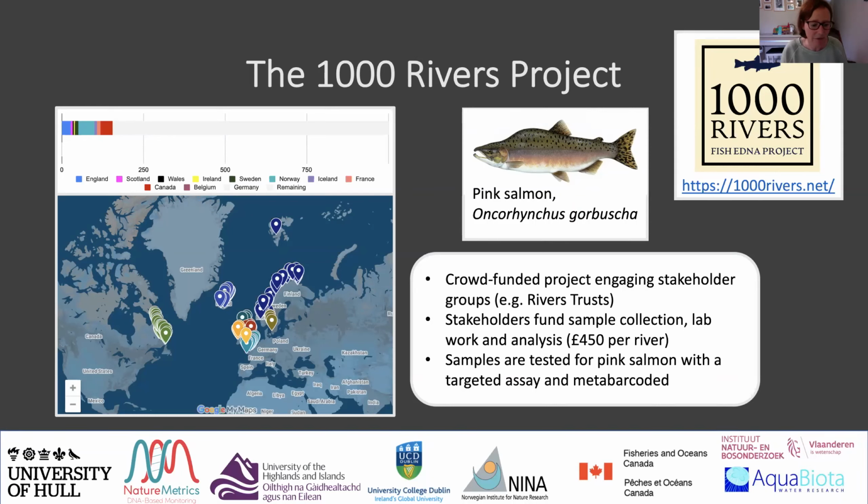So that's why we focused the sampling in Scandinavia and Canada and in Iceland to begin with. And those samples will also be meta-barcoded, so we'll get information about the wider fish communities as well. And so far we're up to about 150 rivers, I think, although I think this bar chart's maybe slightly out of date.